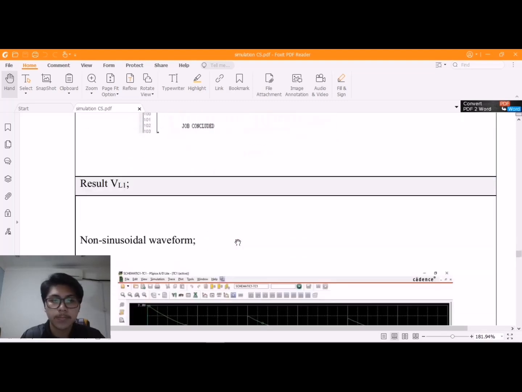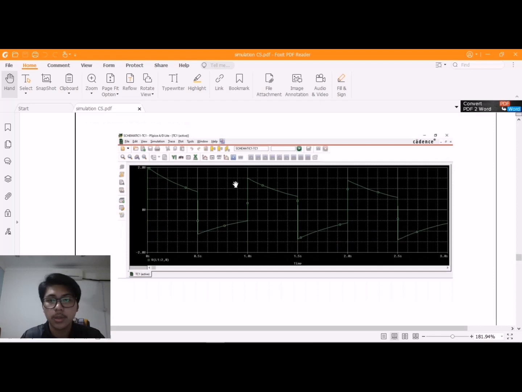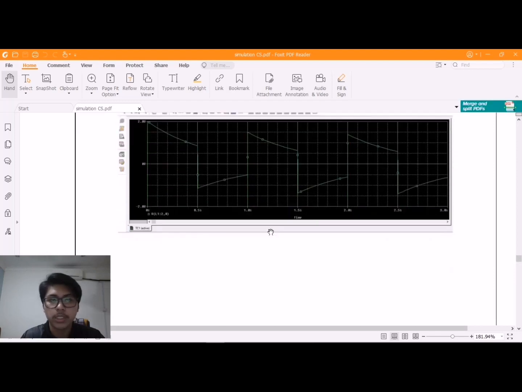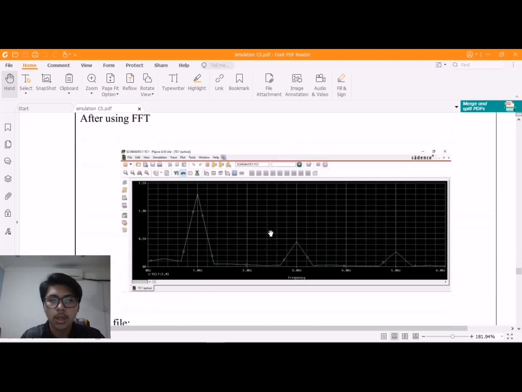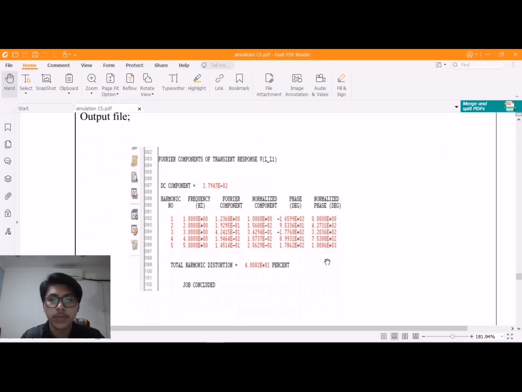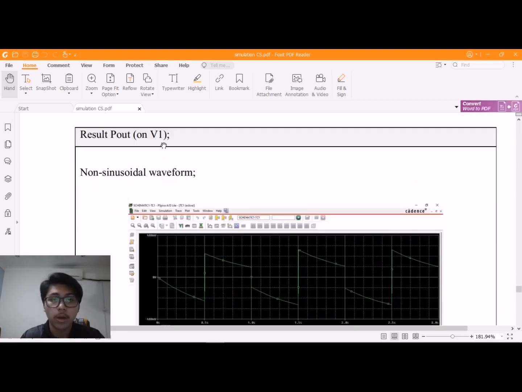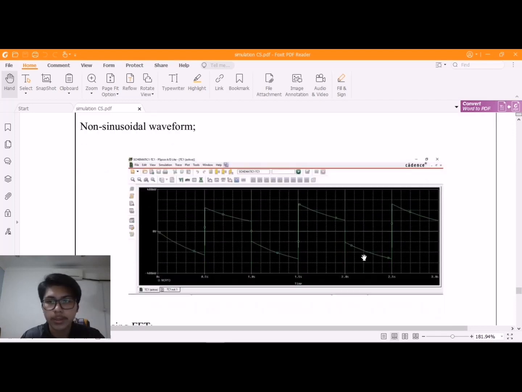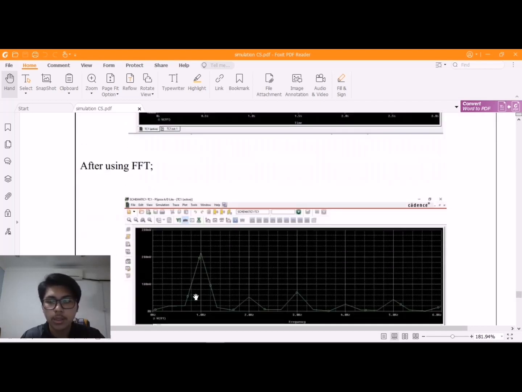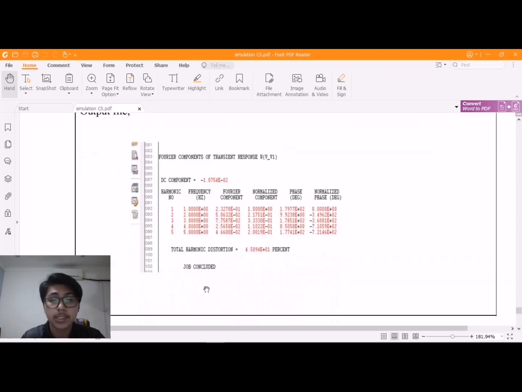Alright, and then this one is for the voltage at the inductor. It will produce this graph for the non-sinusoidal waveform. After using FFT, it will produce this graph. And then the output file shows all the values for voltage VL1 at the inductor. And then this is the output power on the V1. It will produce this one. But after using FFT, the graph will be like this. And then this is the output file.